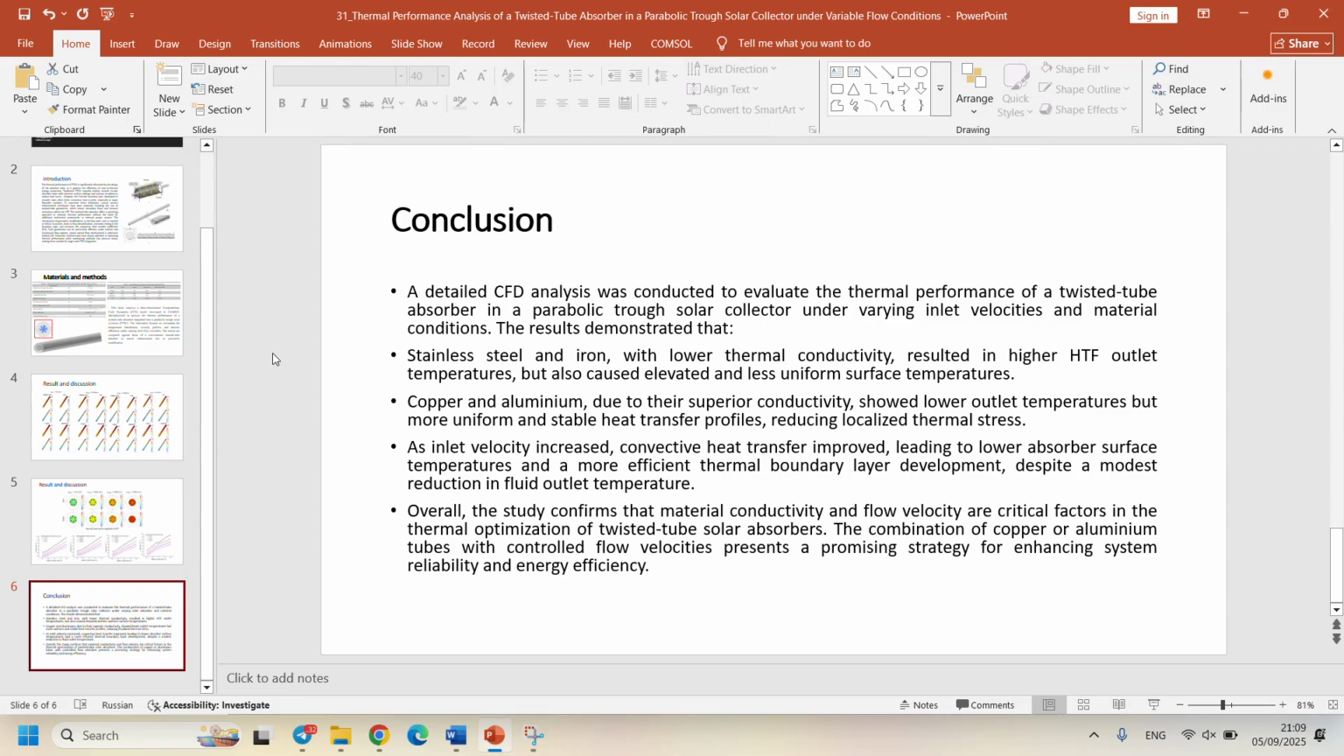Overall, the study confirms that material conductivity and flow velocity are crucial factors in the thermal optimization of twisted tube solar absorbers. The combination of copper and aluminum tubes with controlled flow velocity presents a promising strategy for enhancing system reliability and energy efficiency.